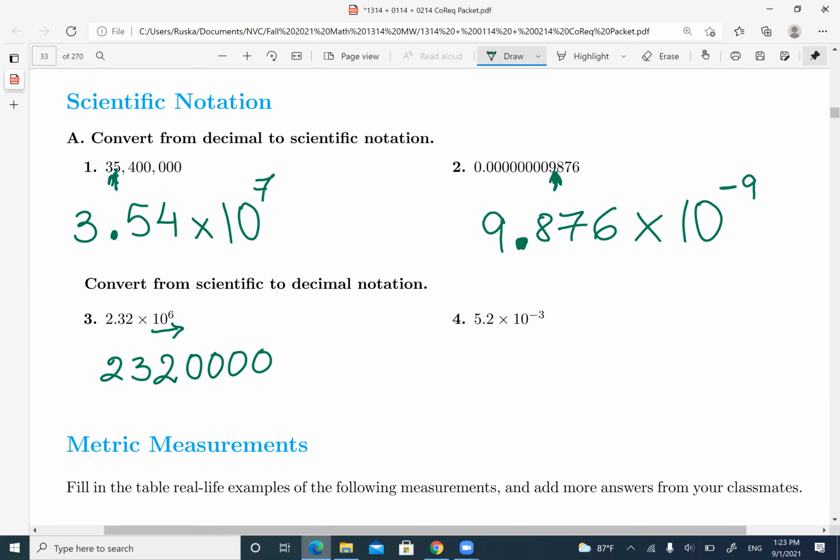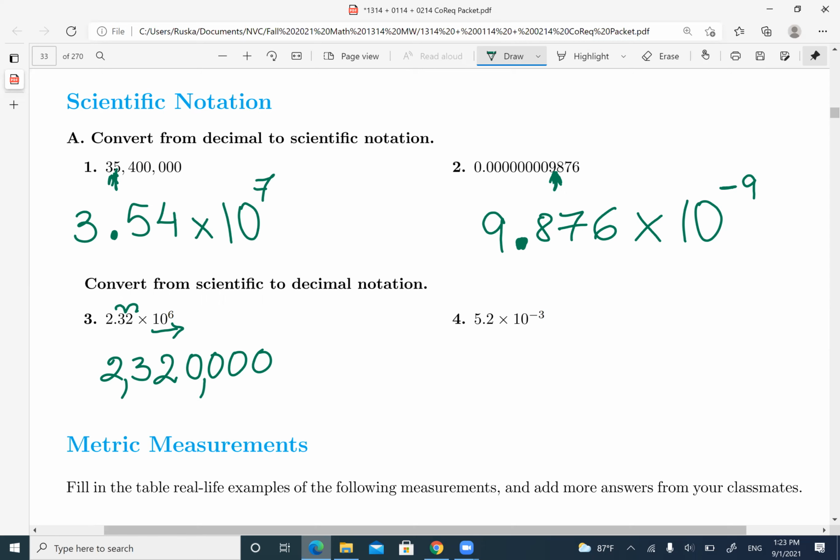Okay, everybody understand that? Because the exponent is 6. So right now you're moving 1, 2, and then the rest of it is going to be with 0. So I need 4 more zeros. So I'm going to put the commas here to be 2,320,000. That is the big number we have here.